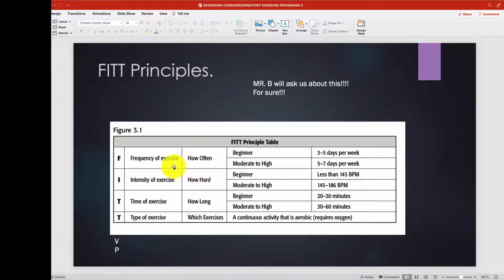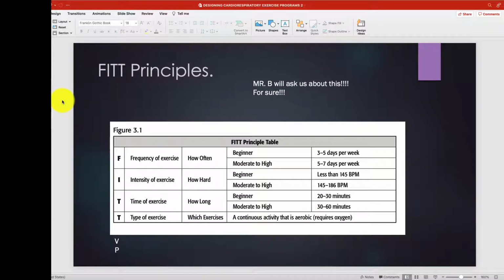Okay, so we talked about the frequency. So how often are they doing it? We have something for beginners and people who work out quite a bit, intensity of exercise, time of exercise, type of exercise. This is also referred to as mode of exercise. And since we are talking about cardiorespiratory fitness, this is continuous activity that requires oxygen. So it's not anaerobic, it is aerobic.